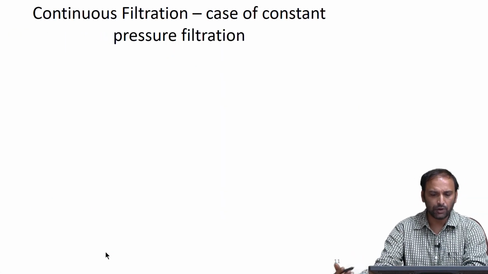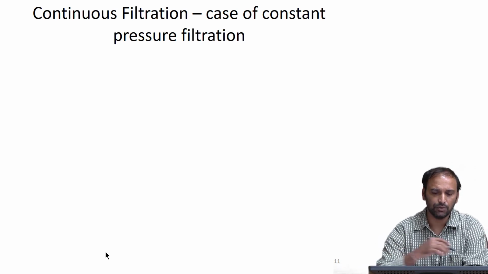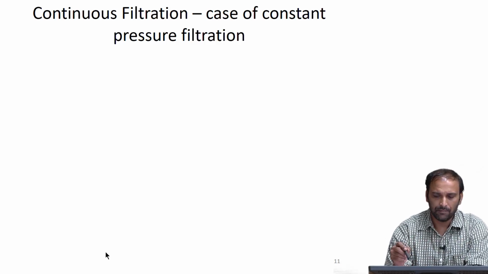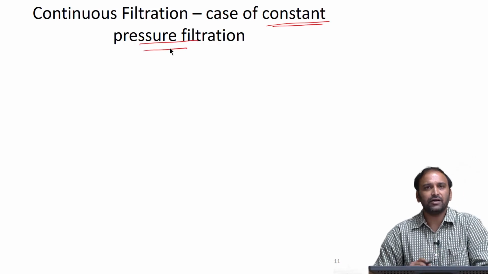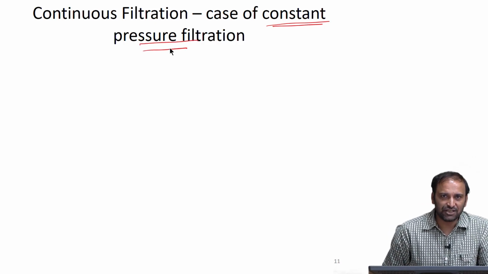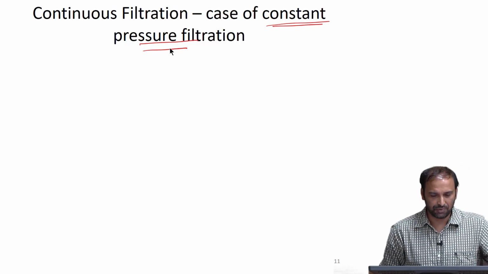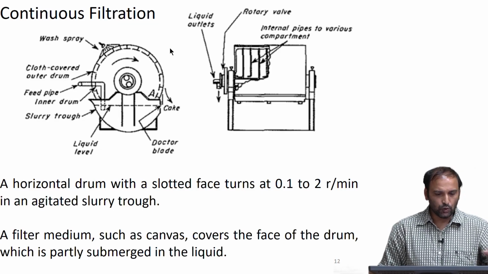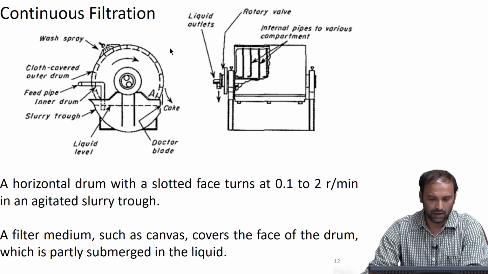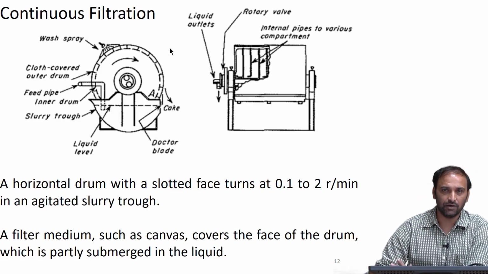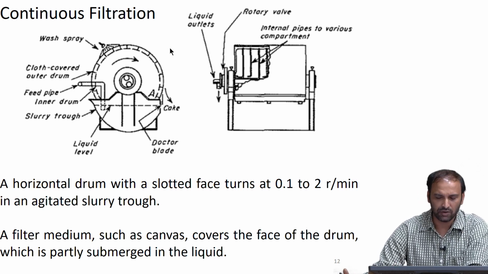Now what I want to do is look at continuous filtration. We would like to consider the case of constant pressure filtration, but instead of a batch filtration process, which is what we looked at so far, a continuous filtration process. Before we do that, I would like to take an example of a rotary vacuum process and tell you a little bit about what continuous filtration is all about.